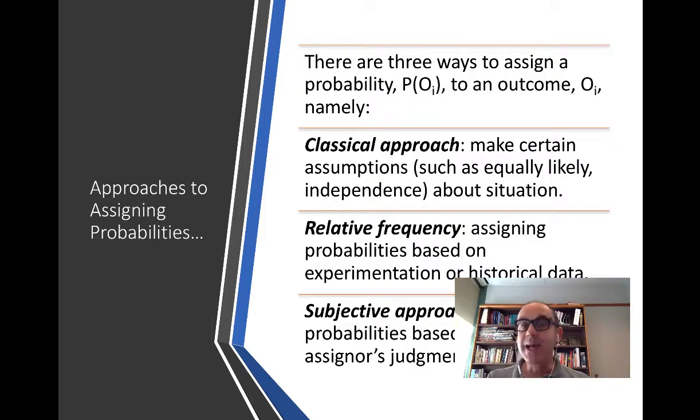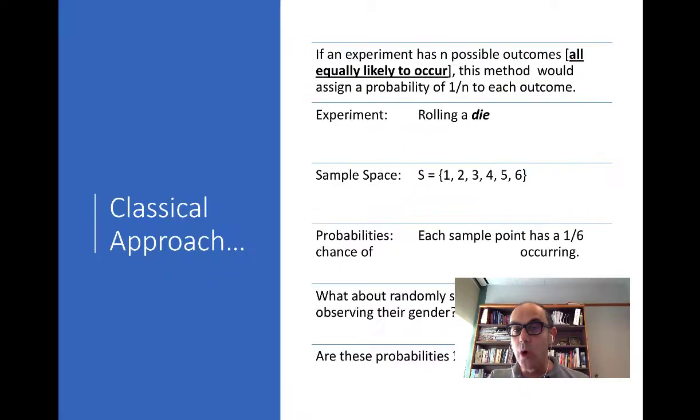In comparison, the classical approach is the ability to make certain assumptions, such as equally likely outcomes or independence about the situation. And I will give you a reference in 2 seconds in the next slide. Relative frequency is the idea of what is the frequency that this probability occurs. It can be in the context of historical data, or we can see it in our own experience. And so those are the 3 approaches when we are trying to assign probability.